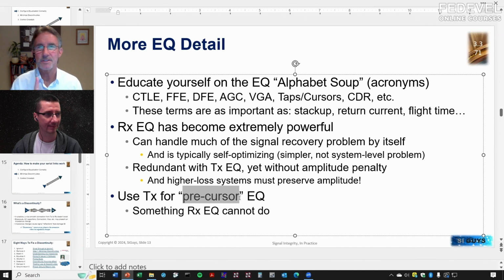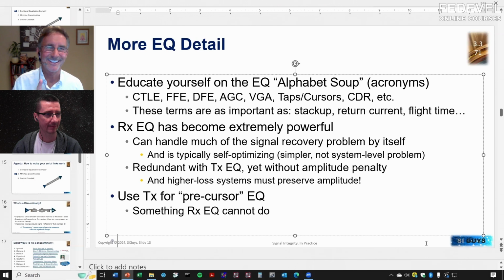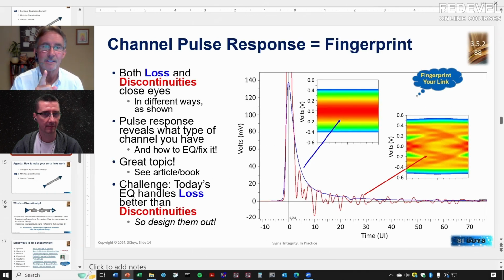Now this means it's equalizing something that happens before the bit even came out, right? So the RX isn't smart enough to know what data it's about to receive, so it doesn't know how to equalize that. But the transmitter, well, of course, it knows the data, right? So it can do things before the bit even happens. Why is that?